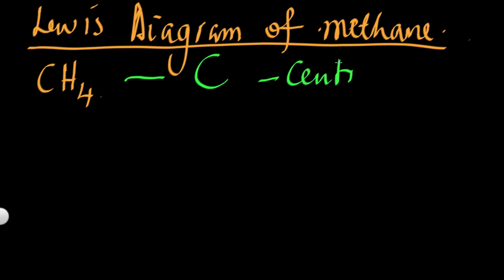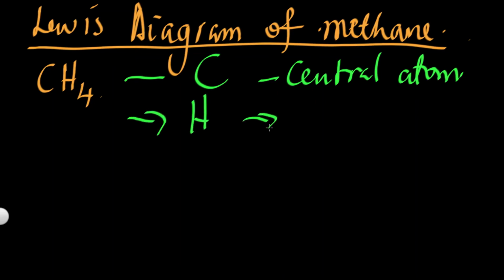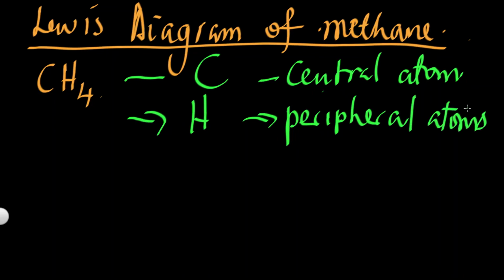So this is the central atom, and the hydrogens are our peripheral atoms. These are in the periphery, the atoms surrounding the central atom. It is quite easy to know which one is the central atom and which one is the peripheral one. The central atom is usually the atom that can form the largest number of bonds. Hydrogen can only form 1 bond, whereas carbon can form 4 bonds. So from there, you know that carbon is the central atom.